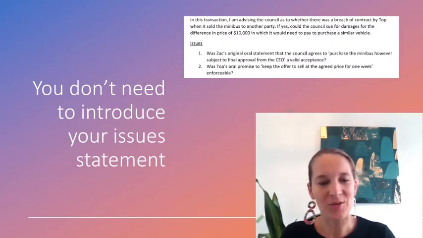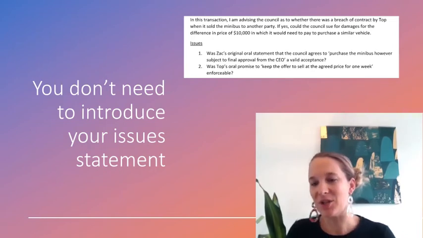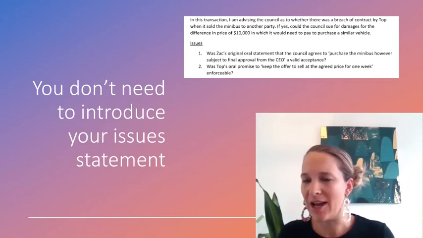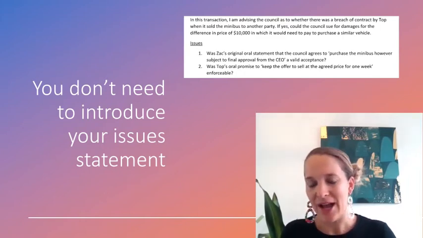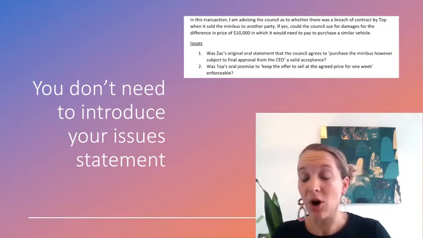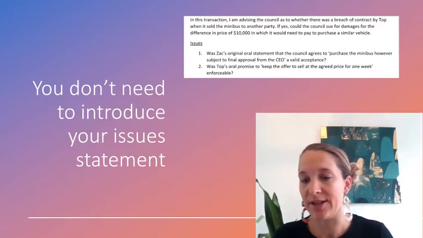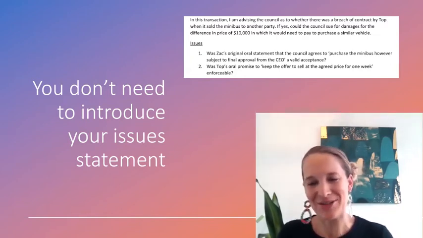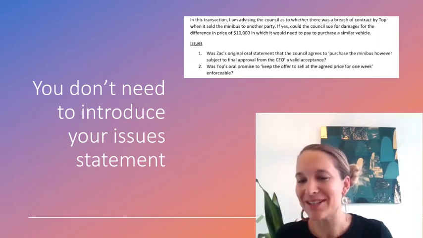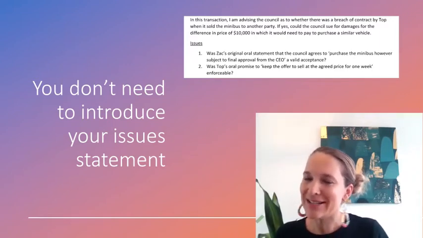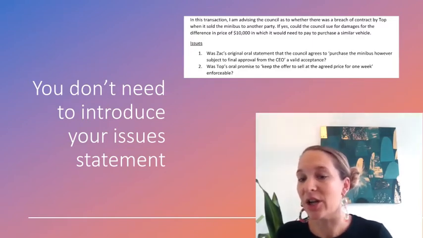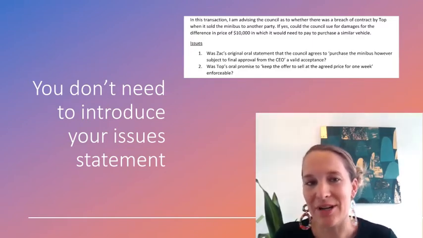In the next couple of slides, I'll be showing you some student examples and then talking about how in this particular example, the student is demonstrating one of the common problems that I see with issue statements. Issue statements are quite straightforward. It just requires you to state what the legal issue is. I wouldn't say it's deceptively difficult to get right, but there are clear things you can do to make your issue statement stronger.